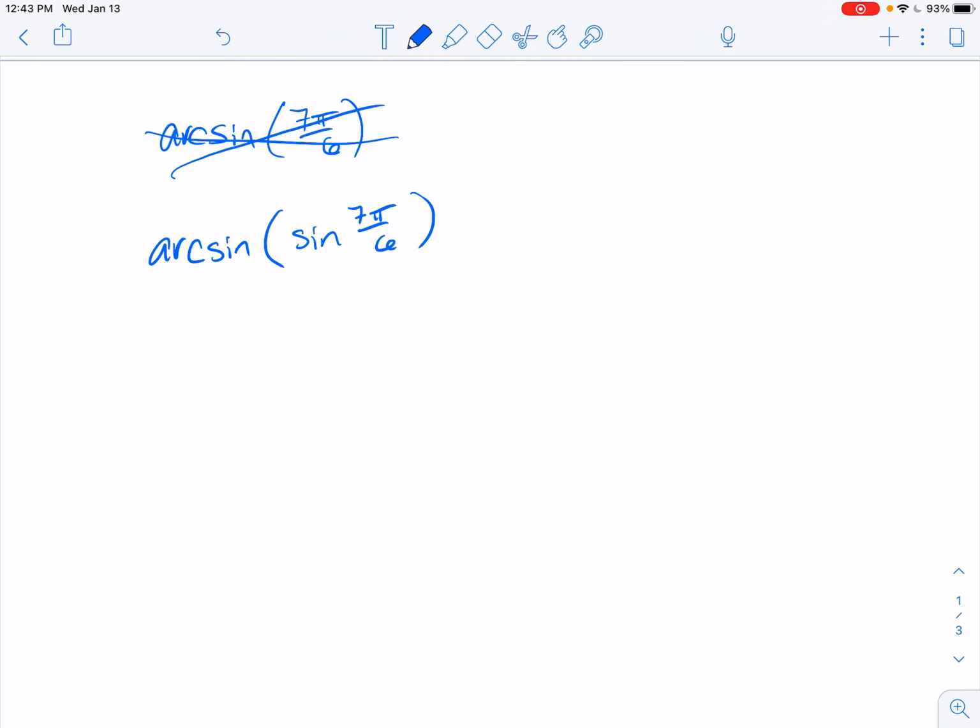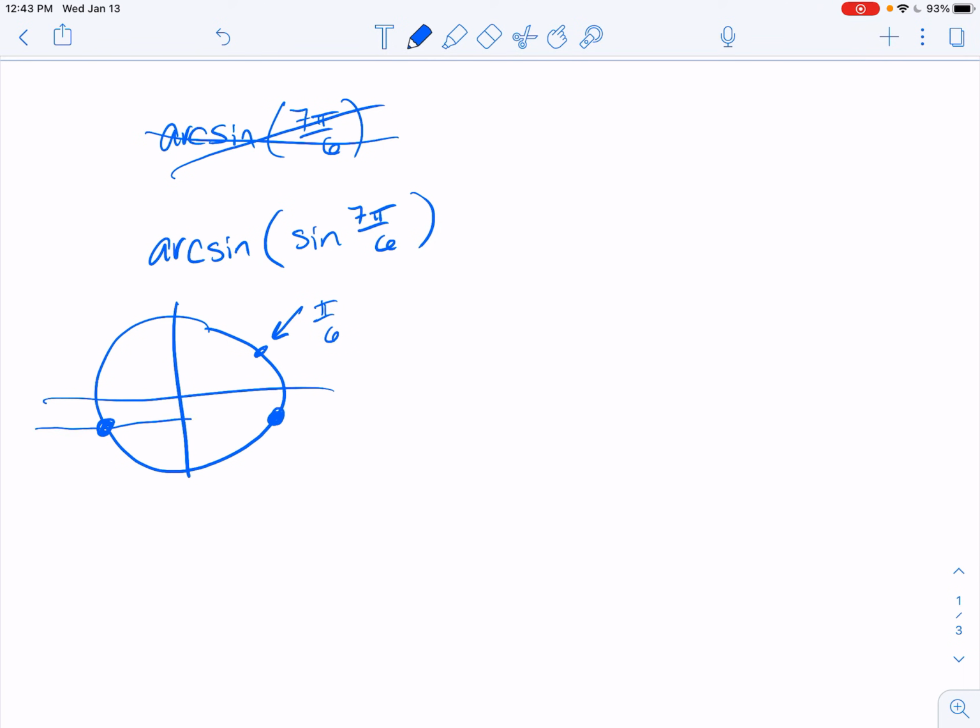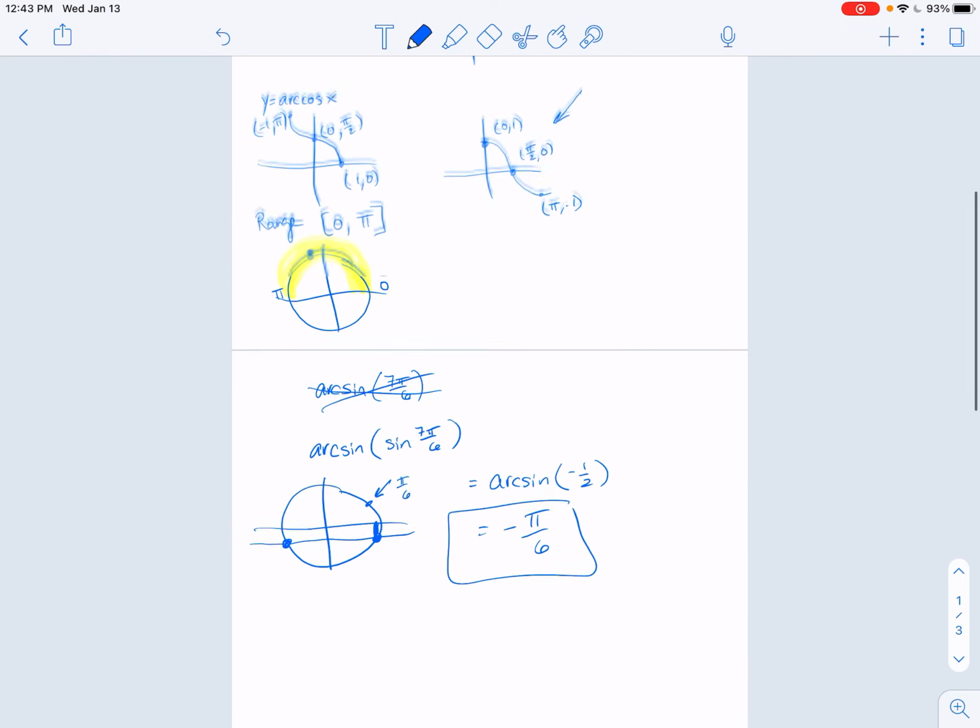Well, if I think, oh, that has a reference angle of pi over 6, so my answer must therefore be pi over 6, you're wrong, because 7 pi over 6 is in this quadrant, okay? And so the other value would be over here, which does have pi over 6 as its reference angle, but I want to know when this value is negative. Or another way to think of this is I want to find arcsine of negative 1/2, and arcsine of negative 1/2 is equal to negative pi over 6, and so that's the correct answer.